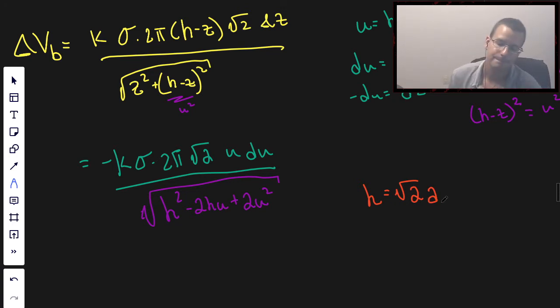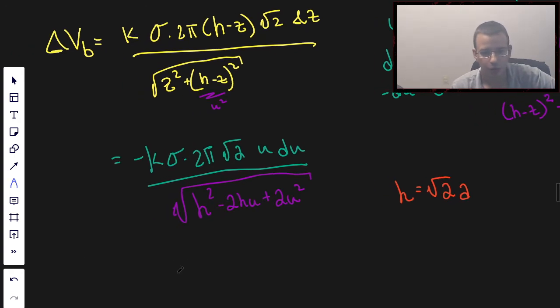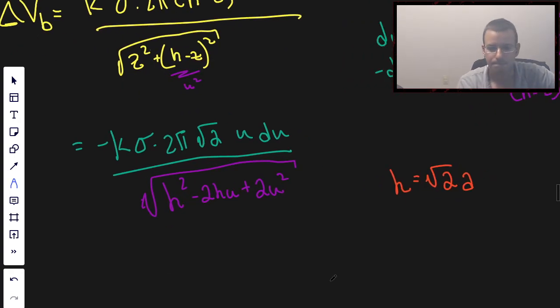Now this is mostly a hunch. I don't have a good way of being like, oh, this is how you recognize this happens. This is more just a feeling that, hey, if I put this in, maybe it'll work. Not reassuring, I know. And it might not work. We'll see. So the way h squared becomes 2a squared.